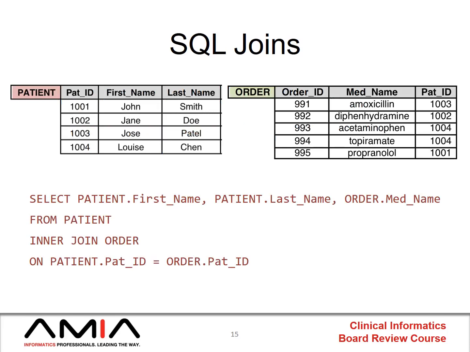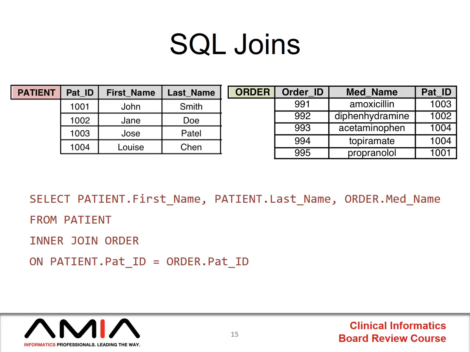This is an example of that syntax. Select patient.firstname, patient.lastname, order.medname. And notice that I'm treating this just like an object-oriented class, where if I think of the patient class, if I want to access the attribute, I put a period and then the name of the attribute.